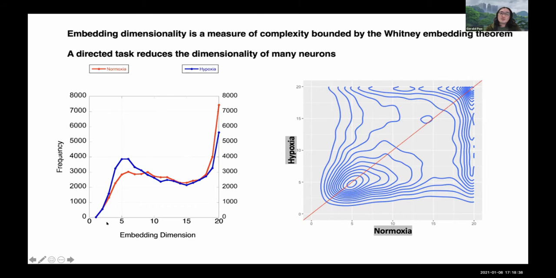Here we have the distribution of embedding dimensions of every single neuron in the brain of the fish. Under normoxic conditions, there were a whole bunch of high dimensional neurons. When you gave it the hypoxic condition, where you direct the task of the fish to escape, you see an increase in these low dimensional neurons. So you simplify the behavior. If you plot them against each other, you see a bias towards the normoxia side. Basically this side is normoxia is high, hypoxia is low. This is the transition that we made, and this is the density plot of it.